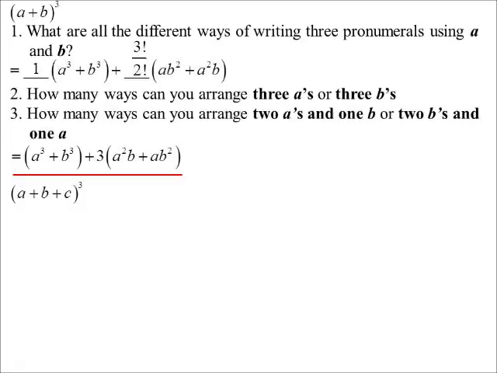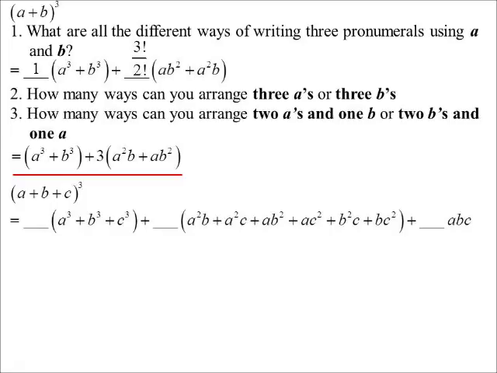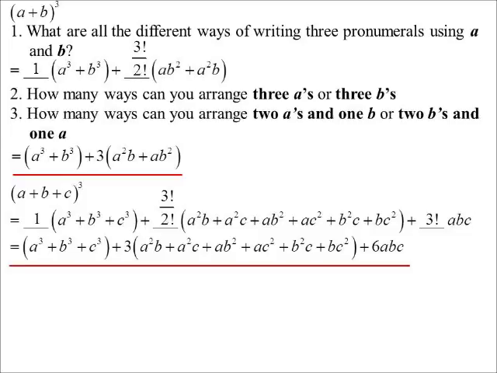So again, I could grab anything, a plus b plus c all cubed. It's going to be a little bit different this time, because now I've got a possibility of getting a, b, c. There's still only going to be one way of getting a cubed, b cubed or c cubed. There's still going to be 3 factorial and 2 factorial ways of getting the a squared b and so on. But how many ways could I get a, b, c? Not necessarily in that order. And that would be 3 factorial. So that would be the coefficient of abc.